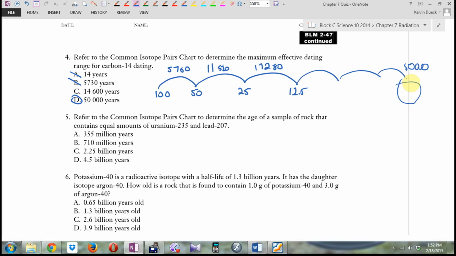Well, why did you write 5,760? Oh, it's 5,730? Yeah. Is that what it is? Thank you, Julie. So, fix all those, but still the principle holds, yeah?